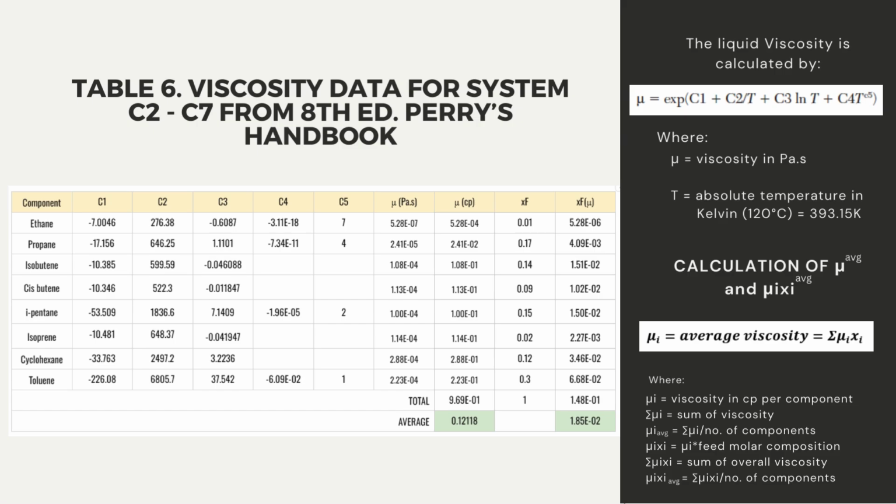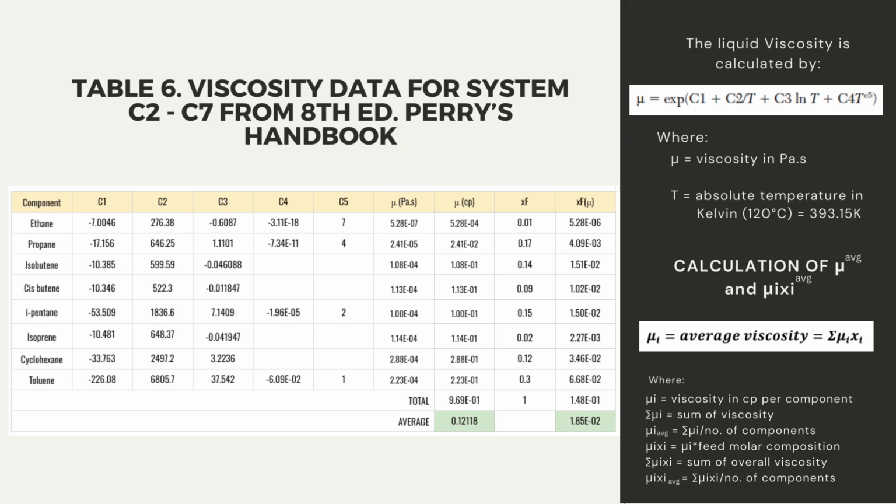To calculate the liquid viscosity, we use the equation from Perry's Chemical Engineers' Handbook, 8th edition. Viscosity equals the exponent of C1 plus C2 over T plus C3 ln T plus C4 times T to the power of C5, where viscosity is in Pascal seconds and T is the absolute temperature in Kelvin.